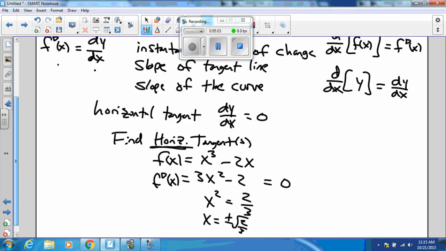And usually I just ask you to find the x values here, and I don't ask you for the y values usually. On the one horizontal tangent exercise, I ask you to sketch them, so you have to find the y values. But usually I just want you to find the x values. Does that make sense? I'll take that as a yes. Okay.